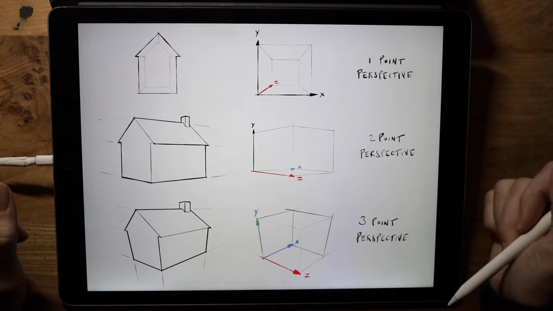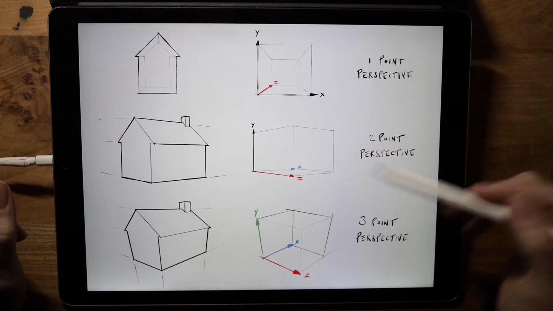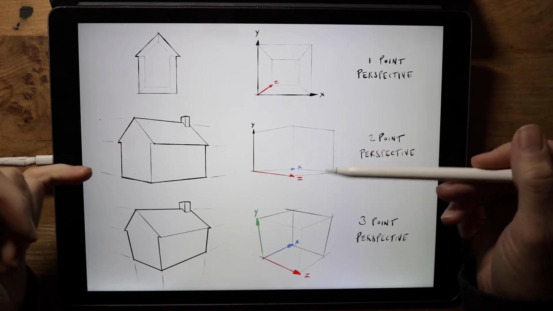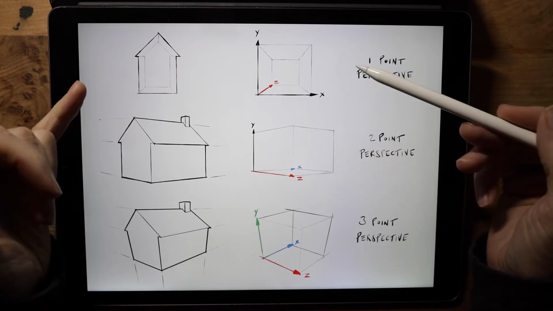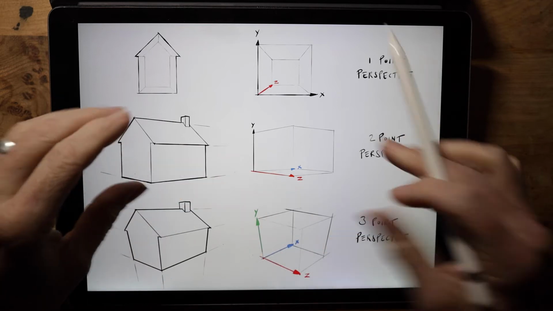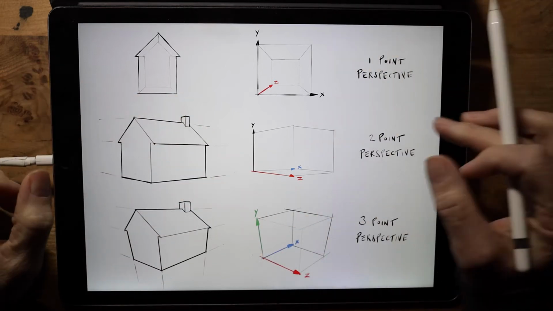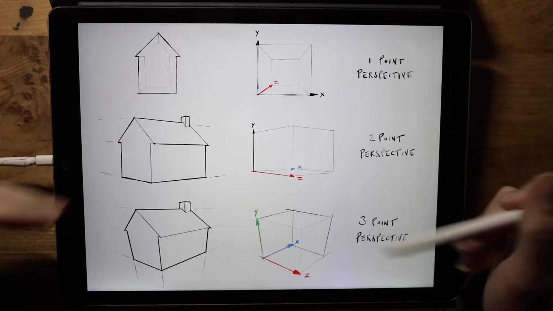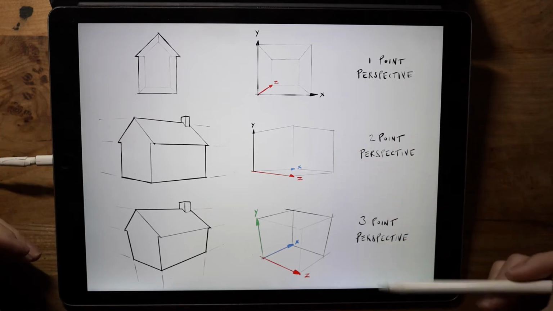Last week we looked at two-point perspective, and one of the limitations of two-point perspective is that it's not the easiest way to show things that we're looking up at or down at. It's fine if the objects are level with us, on eye level, on the horizon, but not so good if we're looking up or down. For that we need three-point perspective.